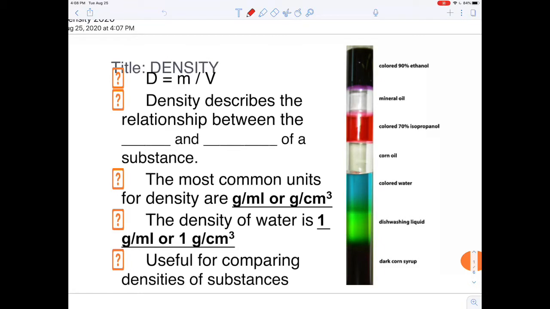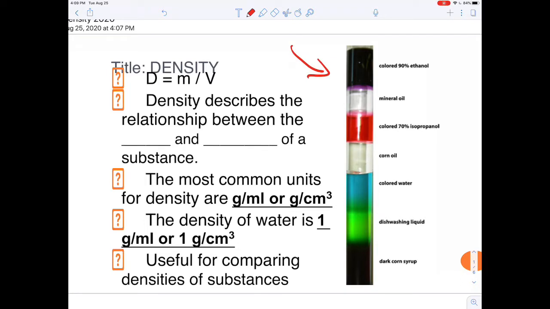All right, I'm just gonna walk through some of the density notes here. So density equals m for mass divided by volume. M over V, that's the formula. Over here, if you're looking at this tower, this is what we call a density tower.